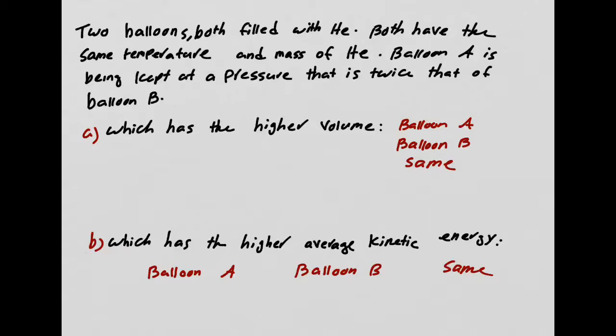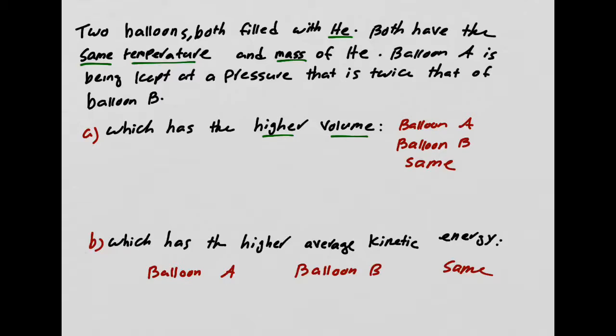Okay, now that you have unpaused me, I told you guys that I love these kinds of problems. So let's go over it together. You have two balloons. Both of them have helium in them. And they both have the same temperature and the same mass. Balloon A is being kept at a pressure that is twice that of balloon B. Which one has a higher volume?